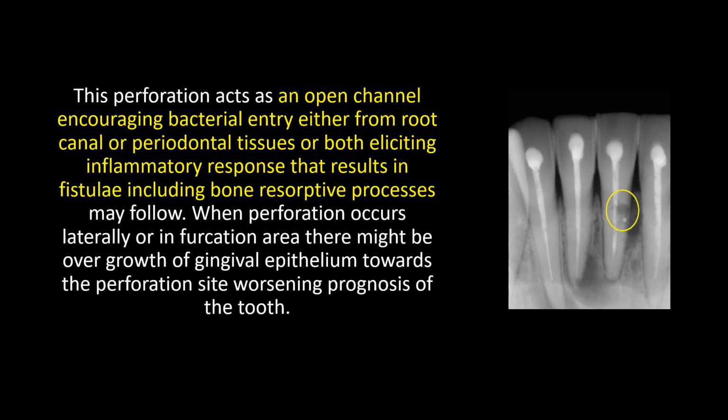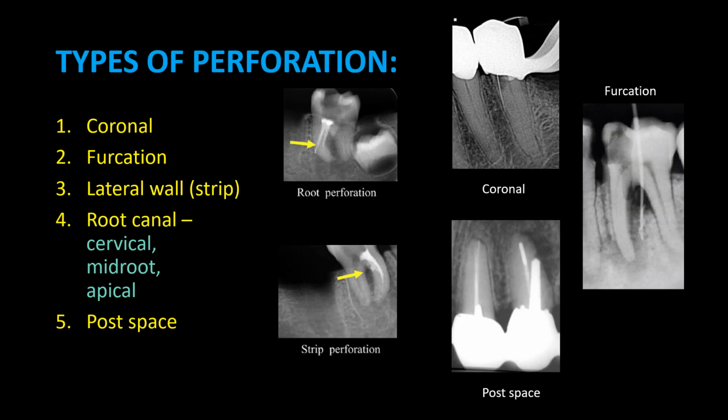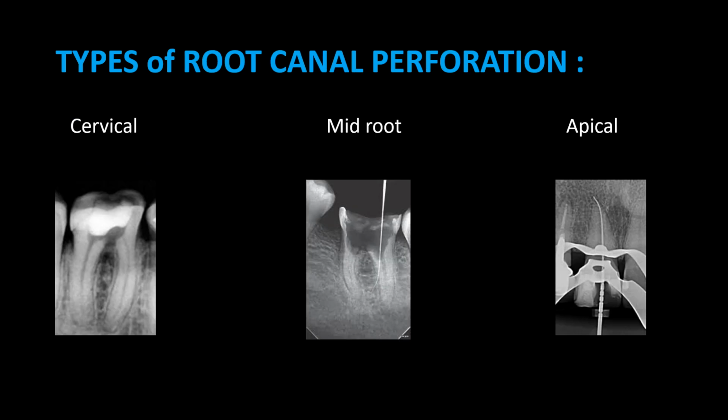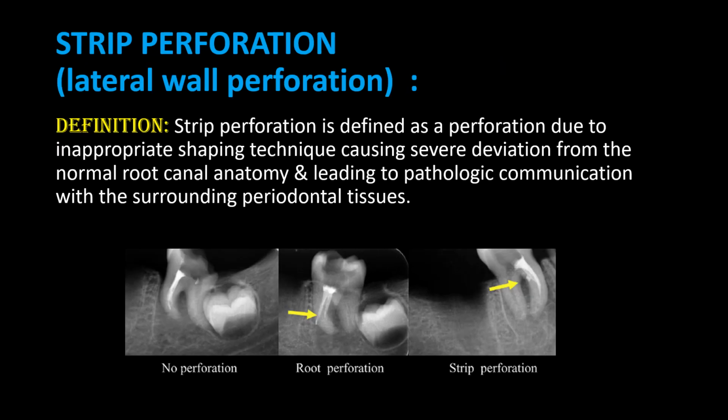prognosis of the tooth. Types of perforation include coronal, furcation, lateral wall or strip perforation, root canal perforation, which in turn includes cervical, midroot and apical, then post-space perforation. Types of root canal perforation, which in turn includes cervical, midroot and apical. Strip or lateral wall perforation.